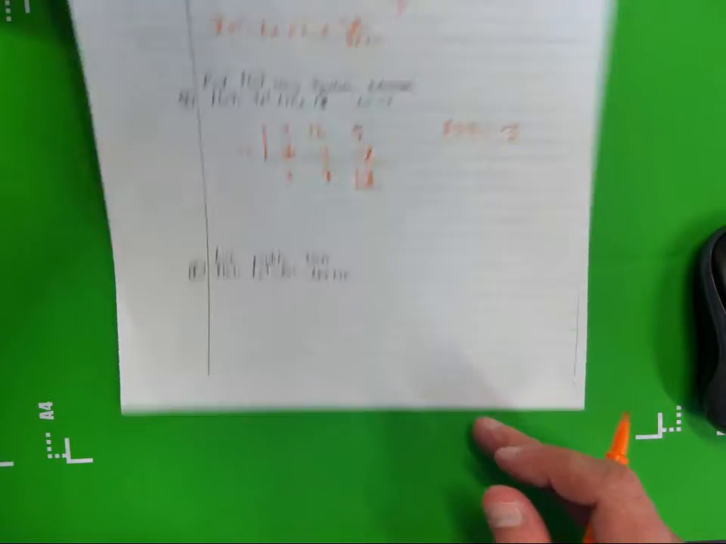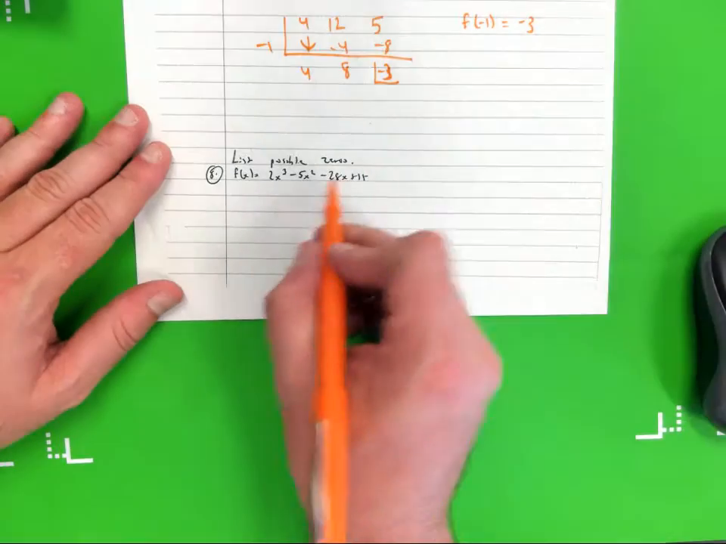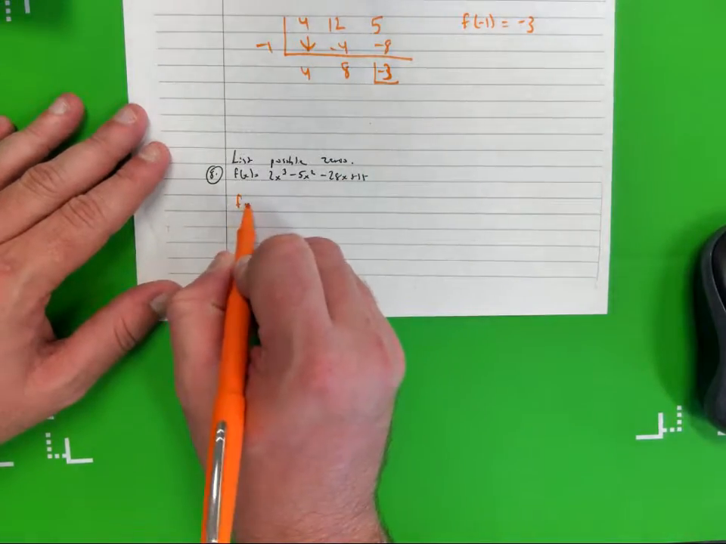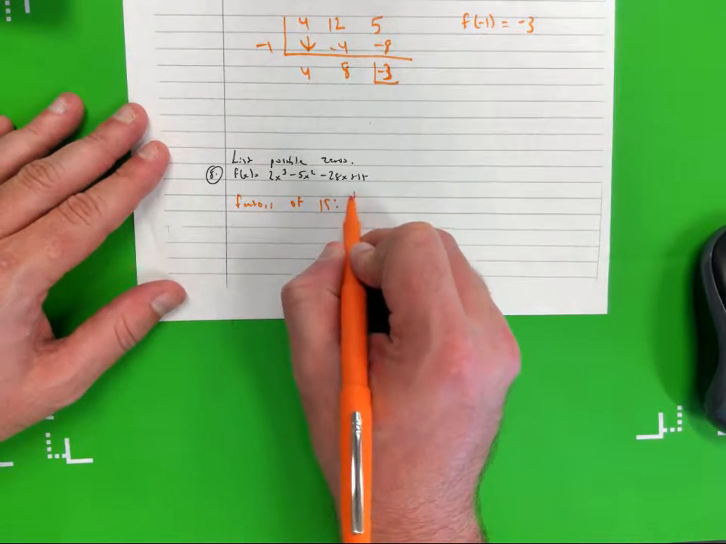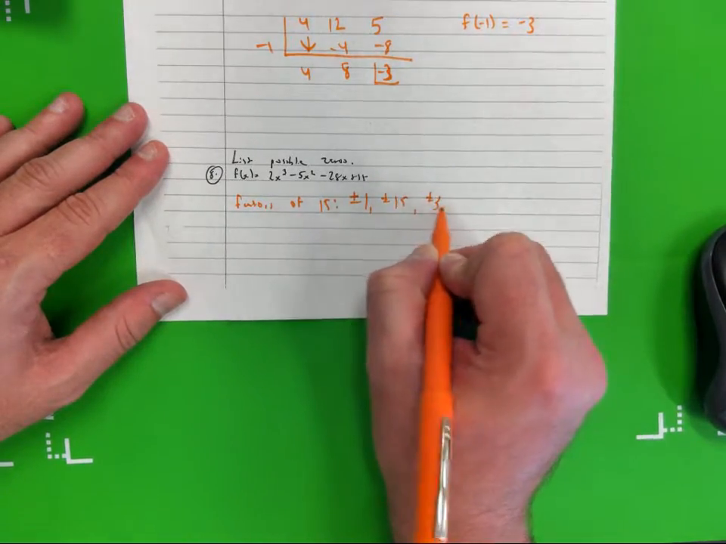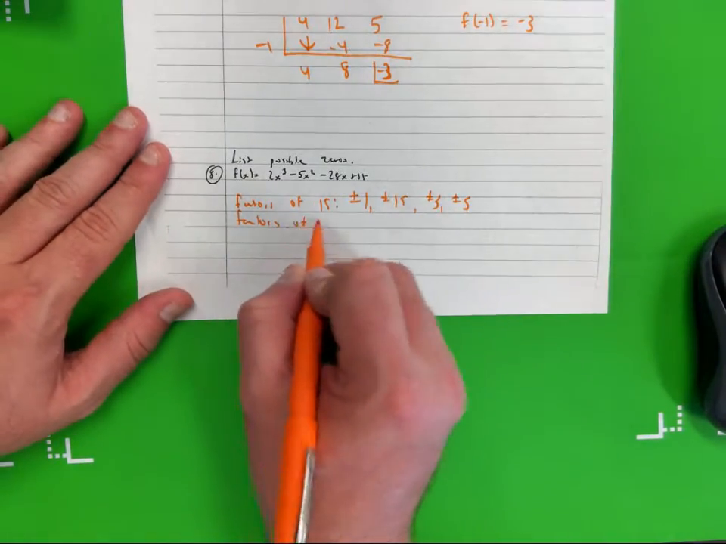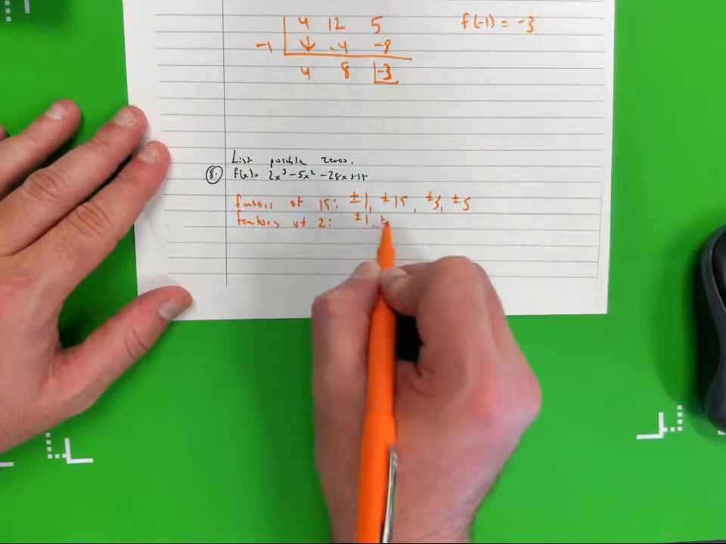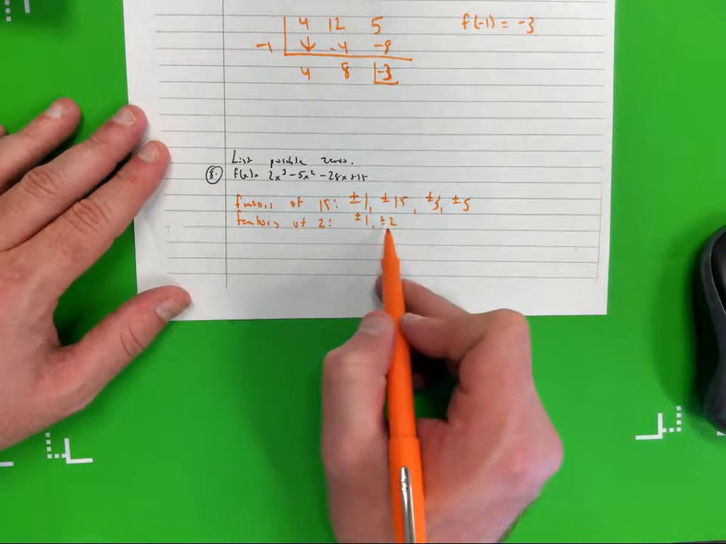Alright. Number 8, we're just listing the possible zeros. Listing the possible zeros. So I take the factors of, what's my last term? Get factors of 15. Which are what? Plus or minus 15, plus or minus 3, plus or minus 5, and then factors of 2, plus or minus 1, plus or minus 2. Now I'm going to take all these and divide it by what first? And then take all these divided by.